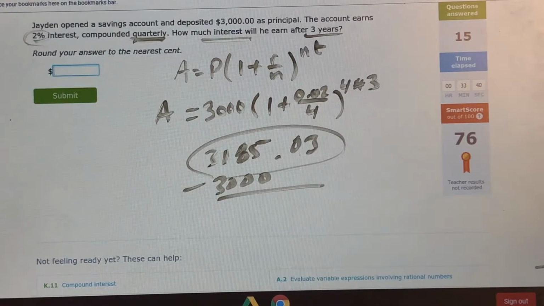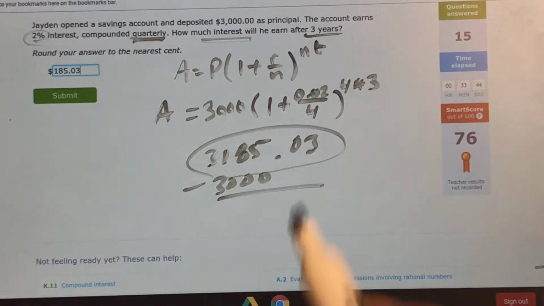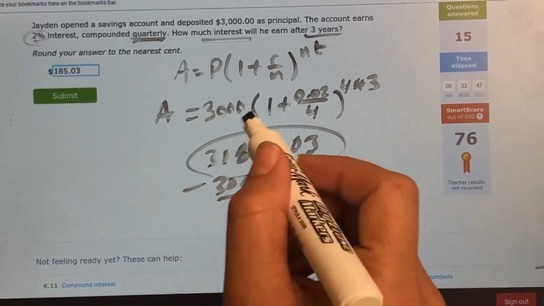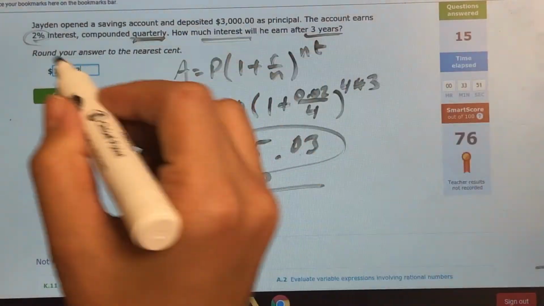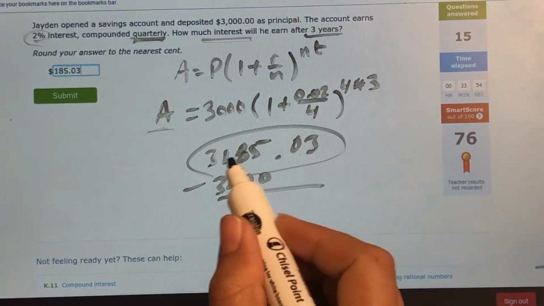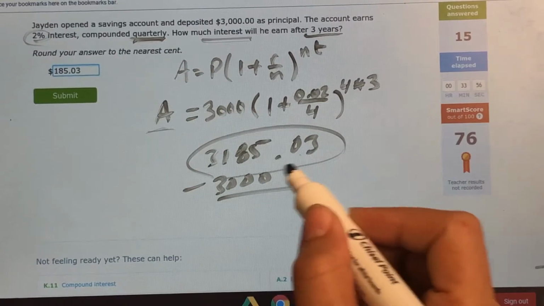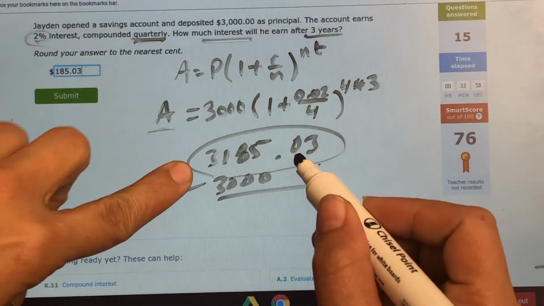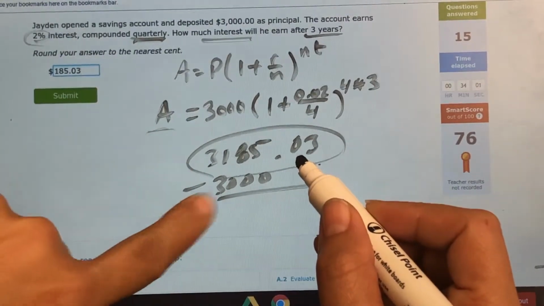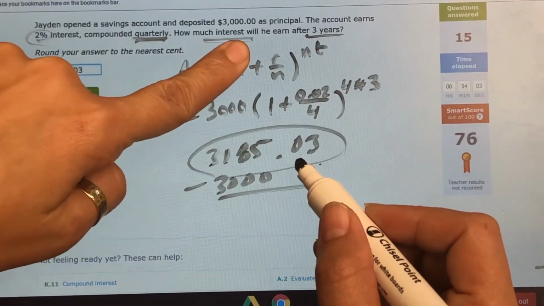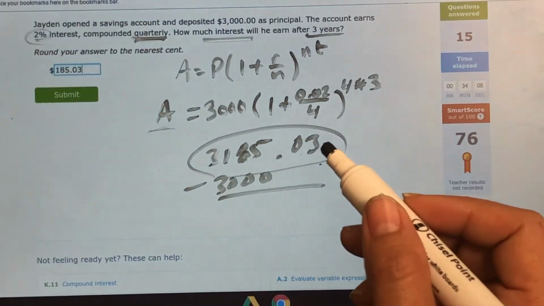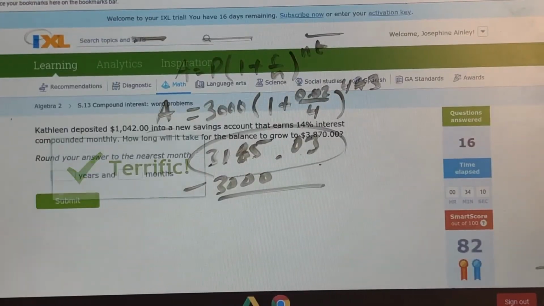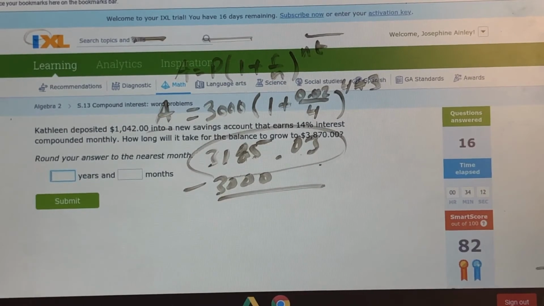Does that make sense? So I'm gonna say that again before I press enter. You kind of have to read the question, see what they're asking. So I plugged in all the numbers. It gave me the total amount he has after 3 years, which is $3,185.03, right? But that money included what he started off with, 3,000. So for me to find out how much interest he earned, if I subtract those two numbers, I get the 185, the difference, right, is the interest that he earned. So make sure we're reading the question so we don't get it wrong.